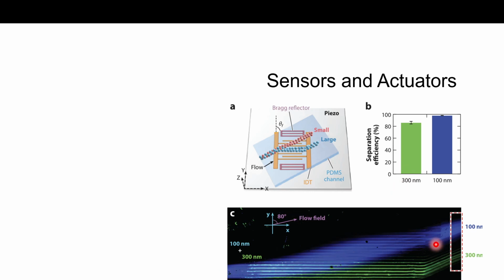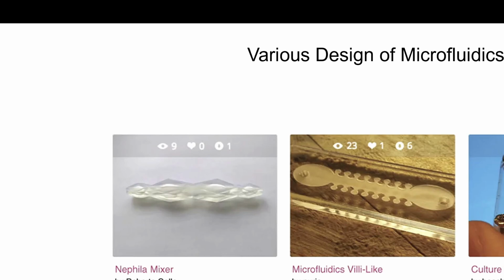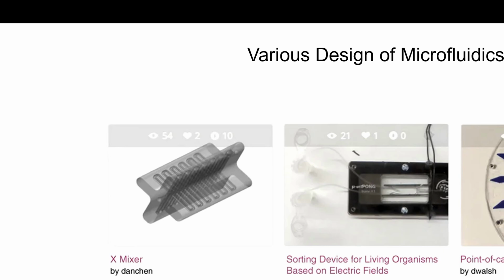You can see here the small 100 nanometer particles have been separated from the 300 nanometer nanoparticles using this microfluidic device. There are also different designs possible in microfluidic channels. Here I am showing a 3D printed multi-material valve, a 3D printed micro mixer and its output, a 3D printed pump for pneumatic control, a culture chip, a sorting device for living organisms based on electric field, and a point of care ocular rapid test. So these are the different designs of microfluidics.